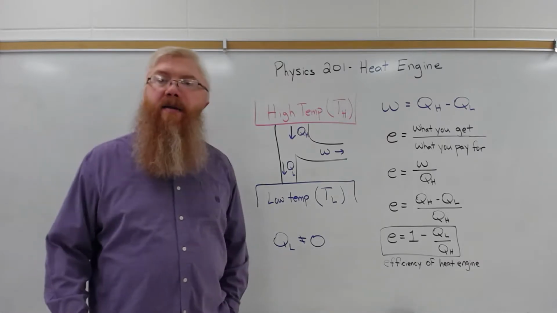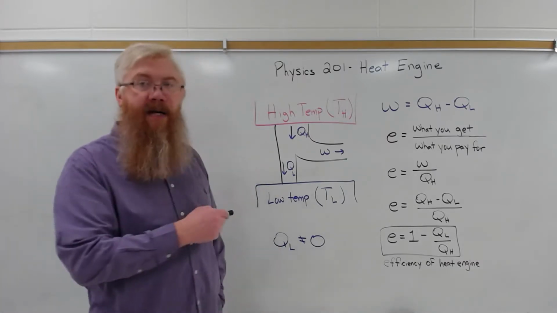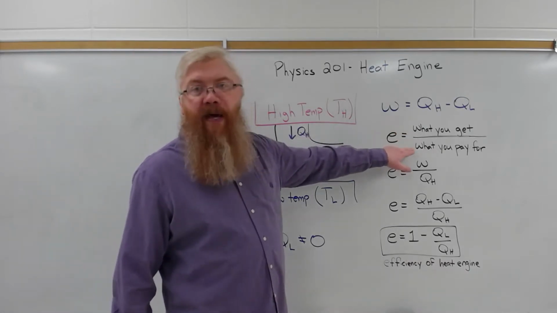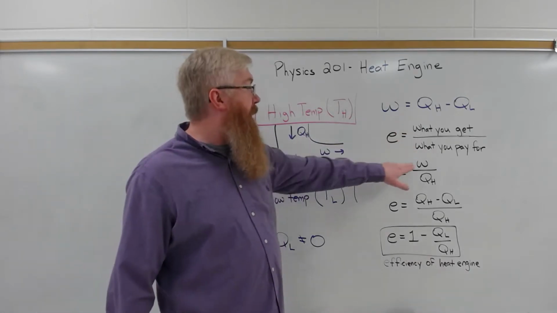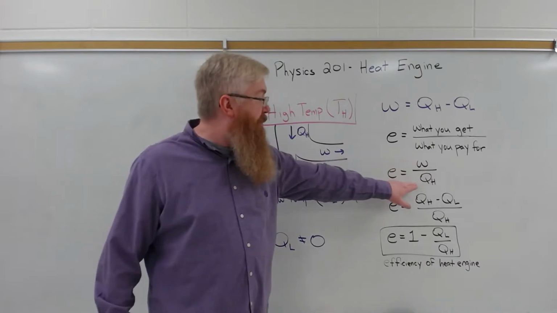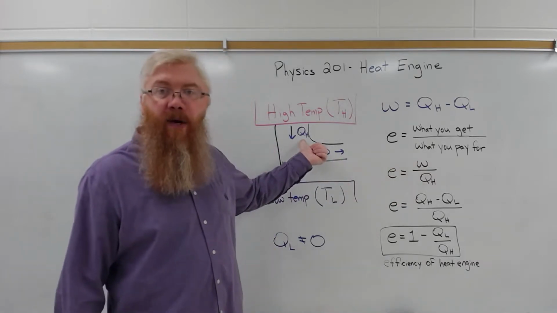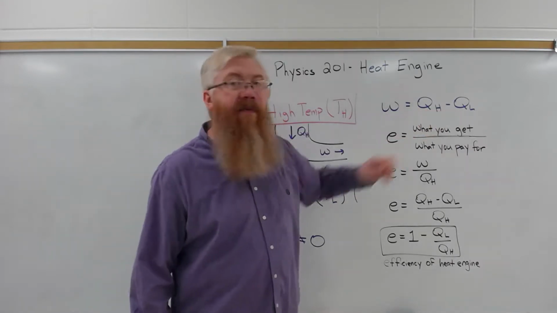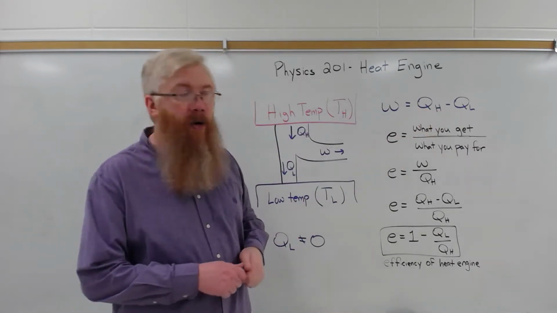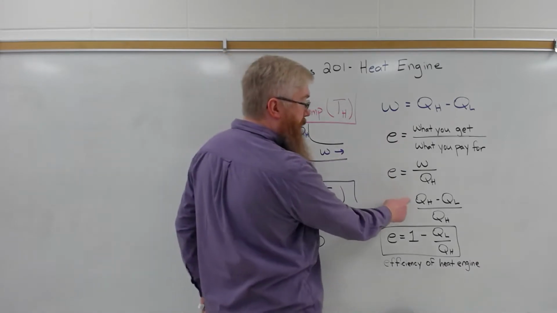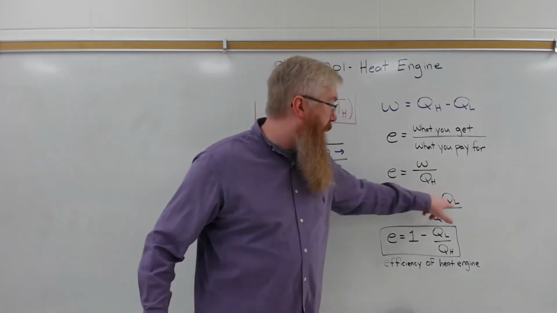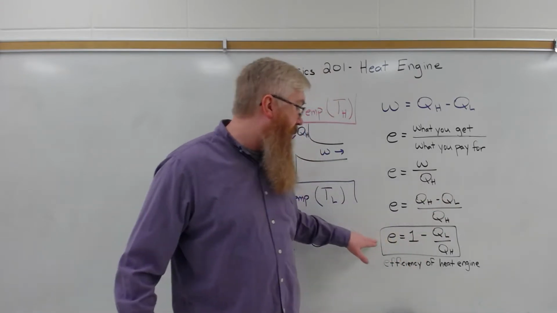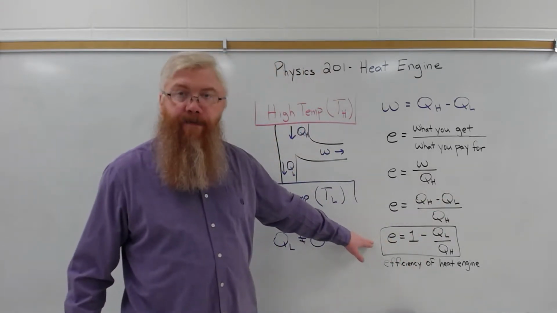So how do we calculate the efficiency of a heat engine? Well, efficiency is basically what you get versus what you pay for. What you get is work out of the engine. What you pay for is the amount of heat you draw from the hot reservoir. We have the equation for work up here. It's the difference between the heats in the hot and low reservoir. Plug that in here, distribute the QH, right? QH over QH is 1 minus QL over QH, which gives us the efficiency of a heat engine.